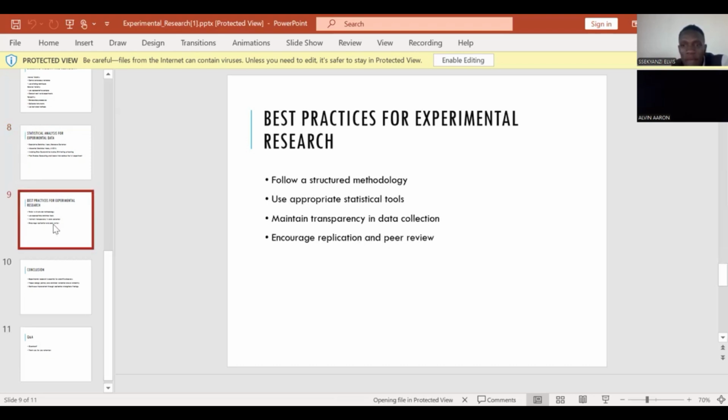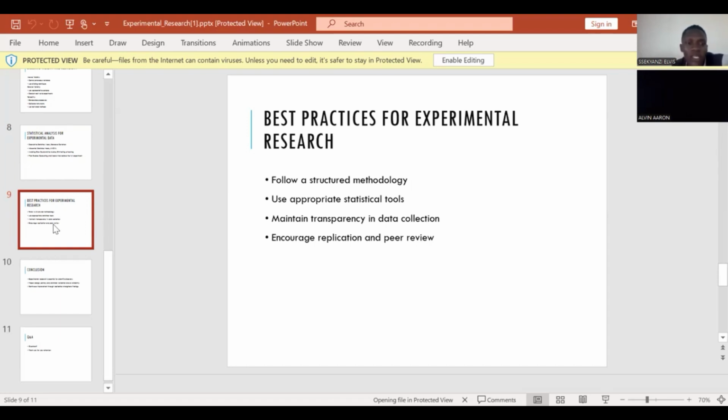So here we have the best practices for experimental research. And one of them is to follow a structured methodology. Basically, this methodology emphasizes the importance of having a well-defined systematic approach to conducting experimental research.